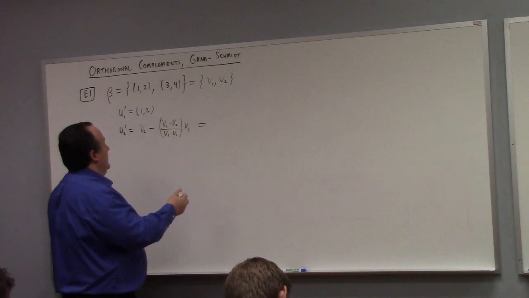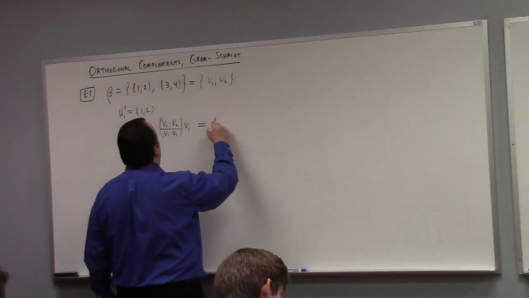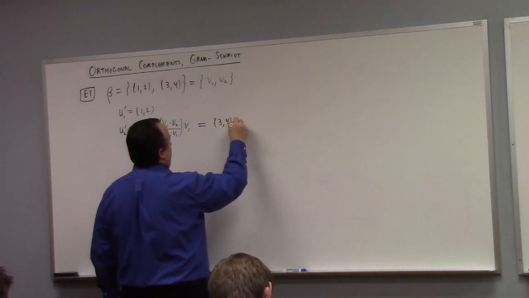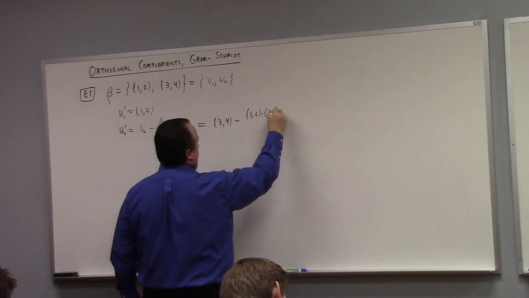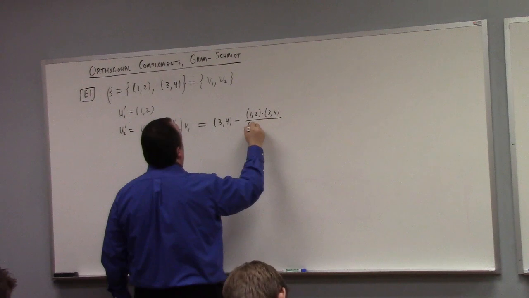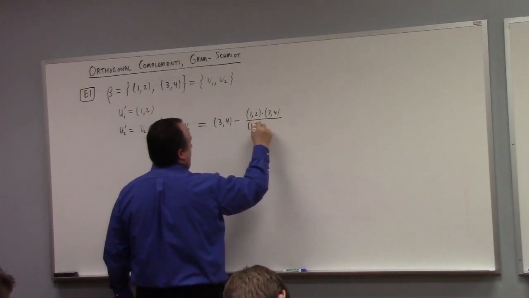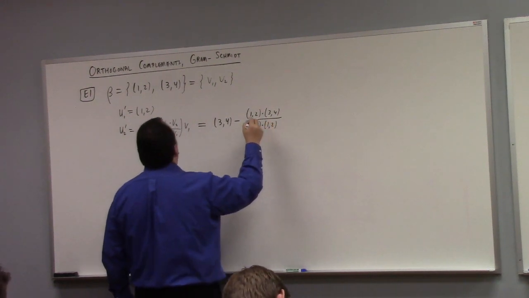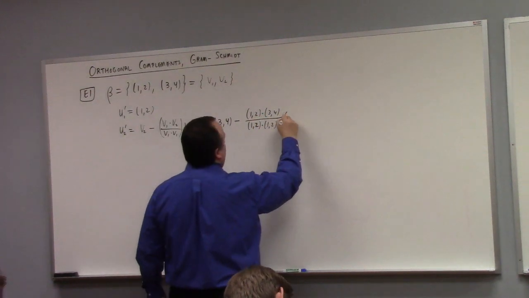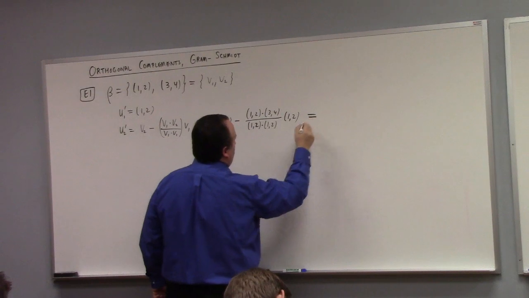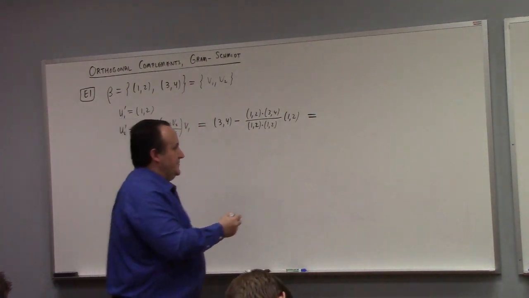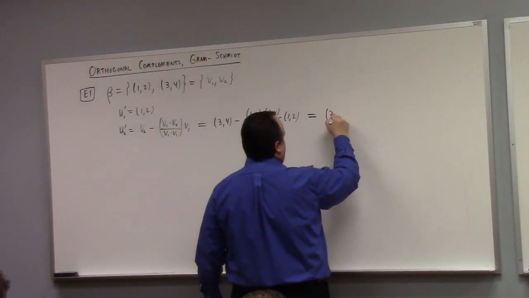It should give me the part of v2 which is perpendicular to v1. All right, so that in particular is 3, 4 minus, I'll write it out here, 1, 2 dot 3, 4 divided by 1, 2 dot 1, 2, all times 1, 2. All right, what do we got here? Well, we got 3, 4. I'll do that. I don't usually make a mistake there.